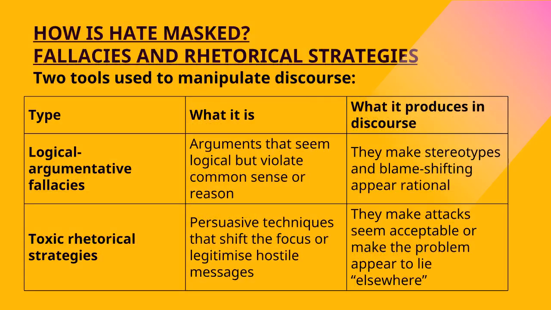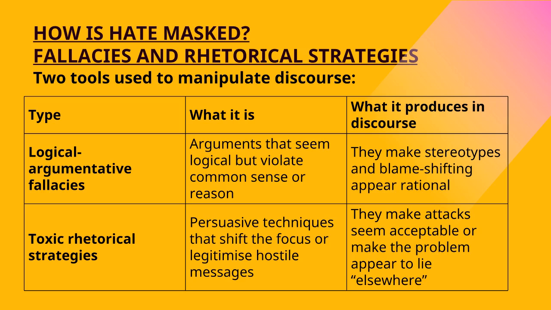Here we look at 2 ways hate speech is masked so it sounds reasonable. First, logical argumentative fallacies, arguments that look rational but break basic reasoning. They give stereotypes and blame shifting a respectable surface. For example, a single anecdote is used as if it proved a rule, or common sense is invoked to defend a sexist claim. The effect is that prejudice appears logical.